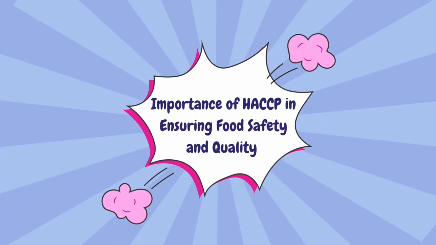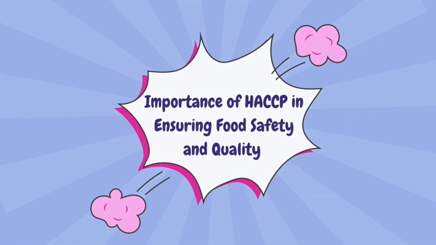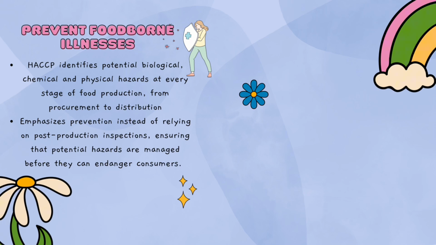Now that we have an understanding of HACCP and its 7 principles, let's discuss the importance of HACCP for the food industry. One of the importance of HACCP is to prevent foodborne illnesses as well as ensure food safety. HACCP identifies potential biological, chemical, and physical hazards at every stage of food production, from procurement to distribution. By addressing these risks proactively, it minimizes the likelihood of foodborne illnesses and contamination incidents.